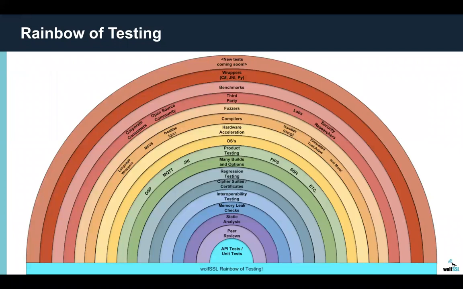We like to visualize our testing as this rainbow of testing, which includes the things I just talked over, as well as a couple additional things. And this is always growing, year by year.